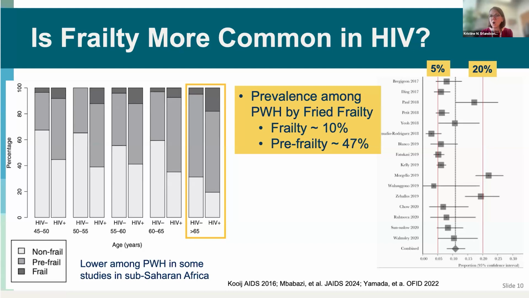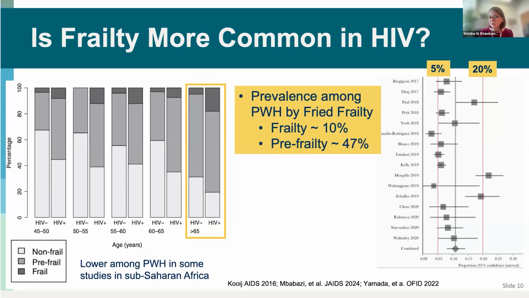And if you look across all of these age ranges, even up to greater than 65, there's an earlier occurrence of frailty, as well as a greater prevalence of frailty in people with HIV compared to people without HIV, regardless of the age range. So this is certainly a concern in people with HIV. We seem to see an earlier occurrence and a higher prevalence than those without HIV.